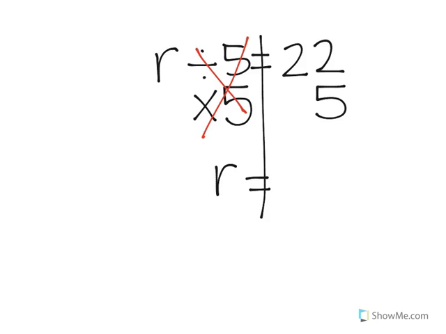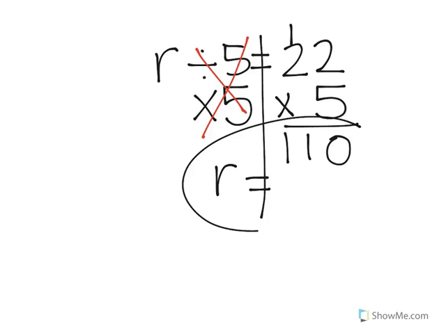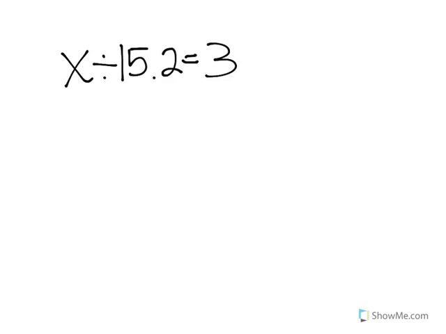On the right side, I'm now going to solve the problem. 22 times 5. So 5 times 2 is 10, carry my 1. 5 times 2 is 10 plus 1, 11. So r equals 110. We can also solve equations that involve decimals.